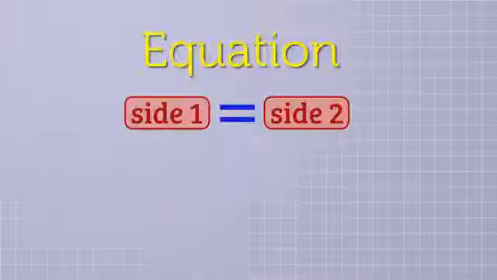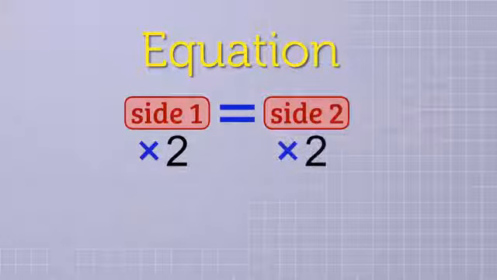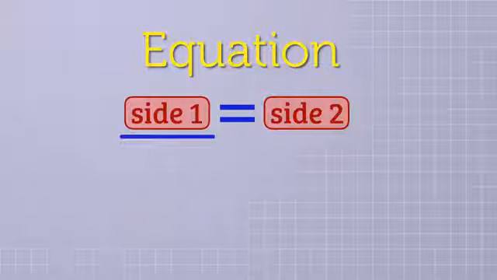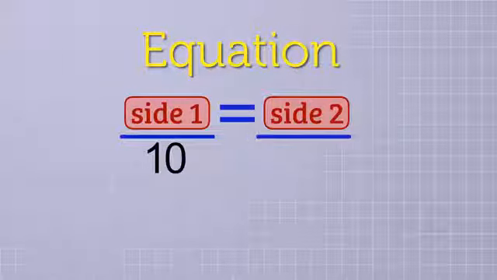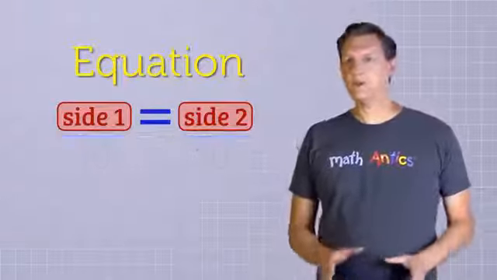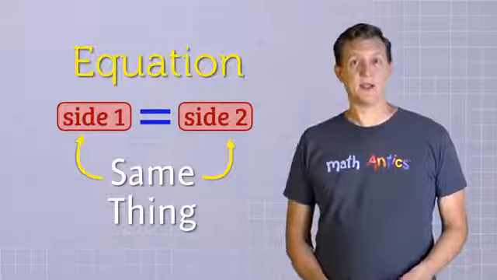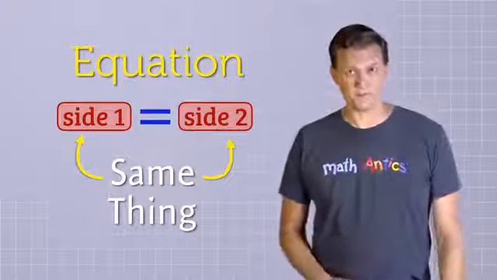And that's the same for multiplication and division. If we want to multiply one side of an equation by a number, then we need to multiply the other side by that same number. Or if we want to divide one side of an equation by a number, then we have to divide the other side by that number also. As long as you always do the same thing to both sides of an equation, it will stay in balance, and your equation will still be true.